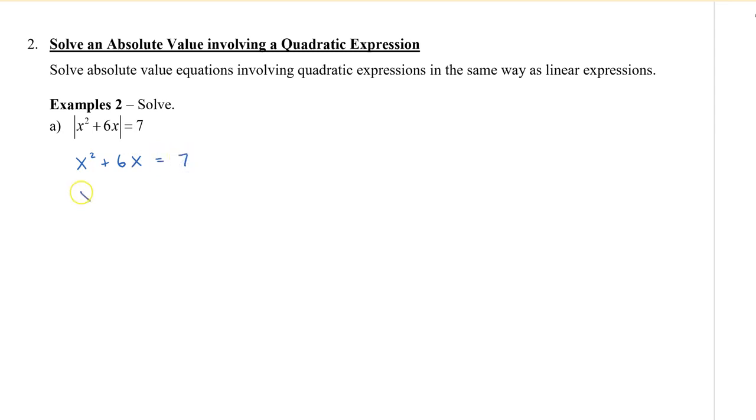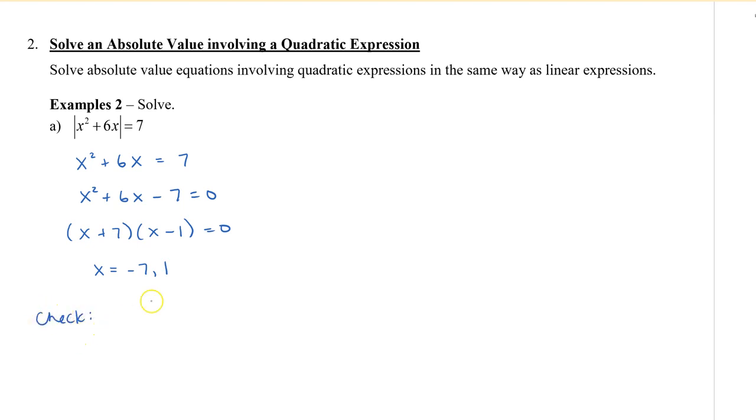We solve this by moving everything to one side, and we can see that we can factor this. So we have (x plus 7) times (x minus 1) equals 0. So x equals negative 7 and 1. And then don't forget, always check.